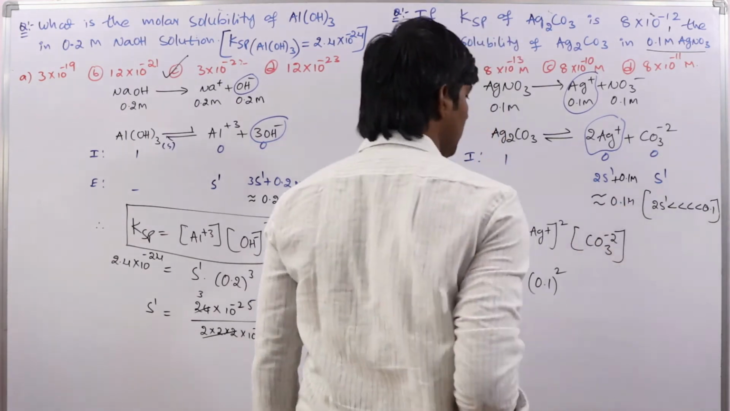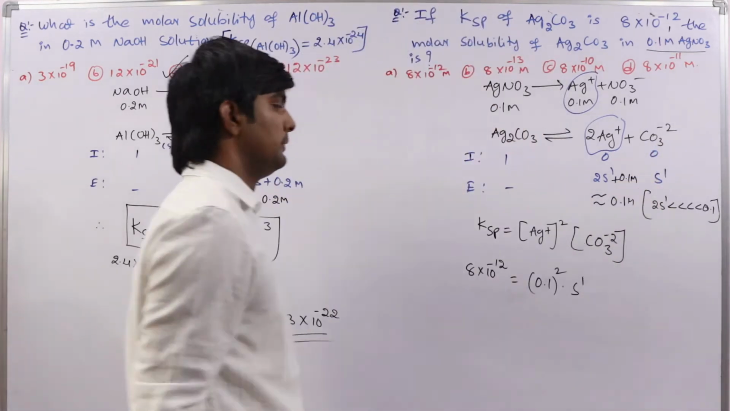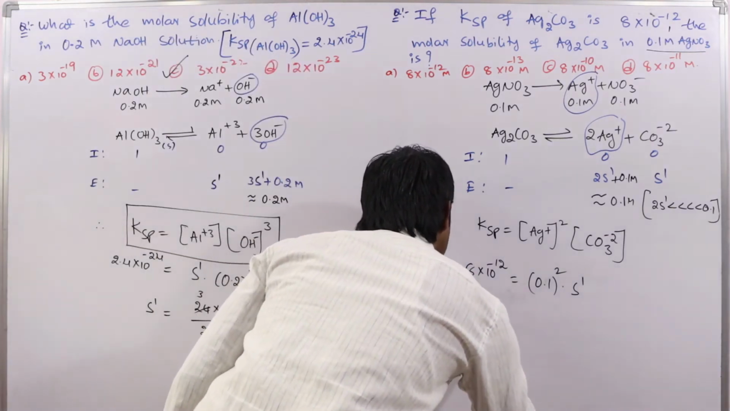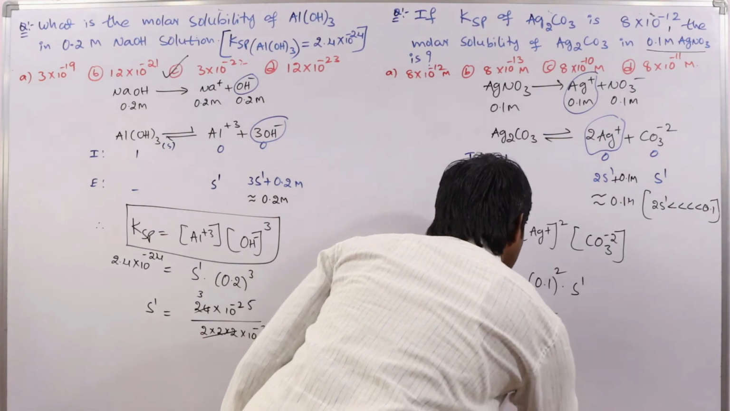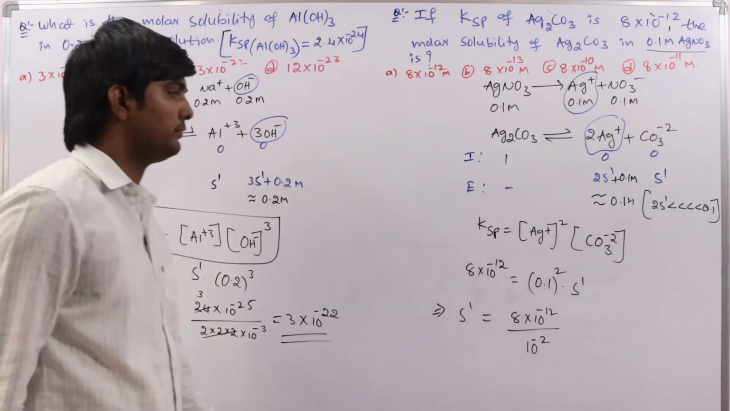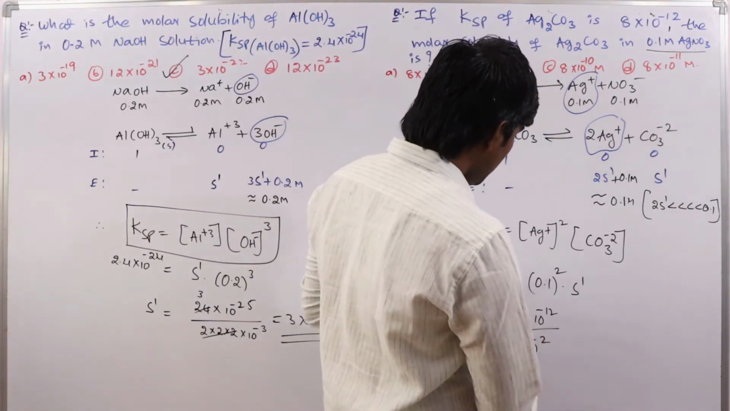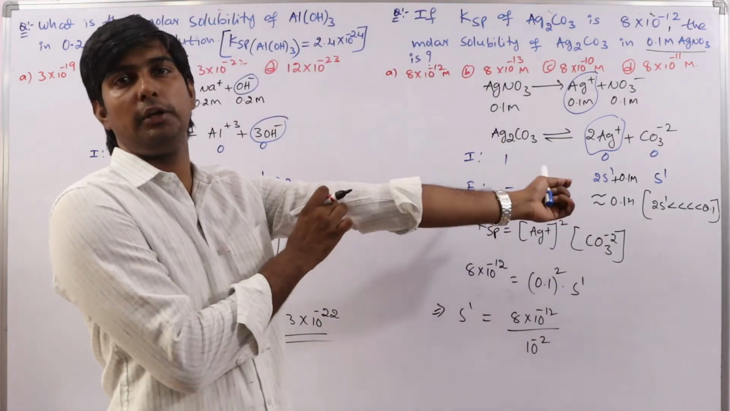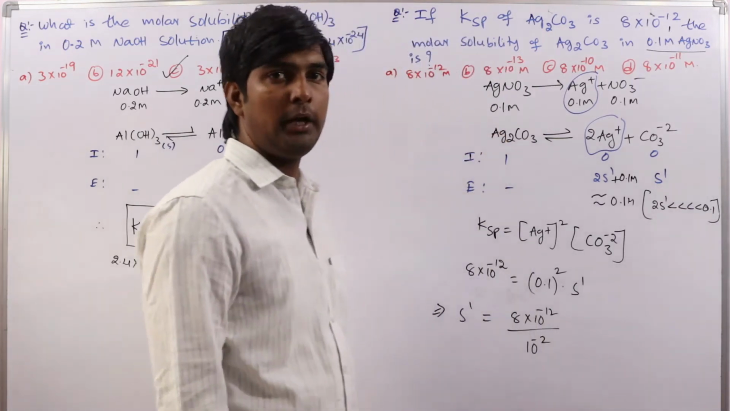0.1 whole power 2, carbonate is how much? S dash. Okay, S dash. So if you simplify this, S dash is equal to 8 into 10 power minus 12 by, see this we can write 10 power minus 2. Because see here, 0.1 into 0.1, that is 10 power minus 1 into 10 power minus 1, that we can write 10 power minus 2.